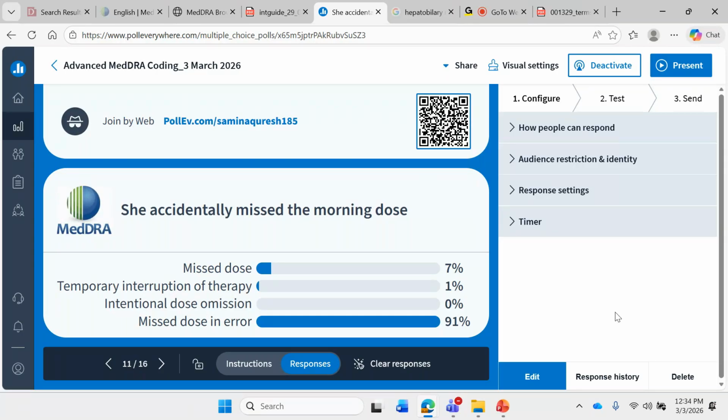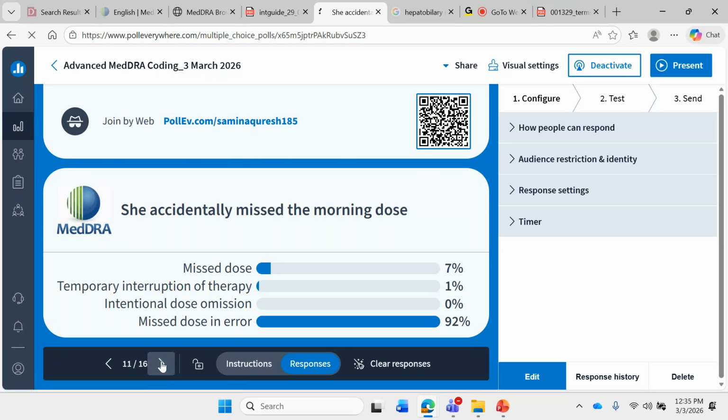Okay, and why not temporary interruption of therapy? That term is mainly used in scenarios where, through no intention or accident on the user's part, there's some issue in the supply, it's not available due to various reasons, or they had to stop it because a person wanted to get a CT scan. So those are scenarios where it was interrupted for medical reasons or there's a supply chain issue. The medicine is not available to the patient. Okay, so the correct answer very clearly is missed dose in error.